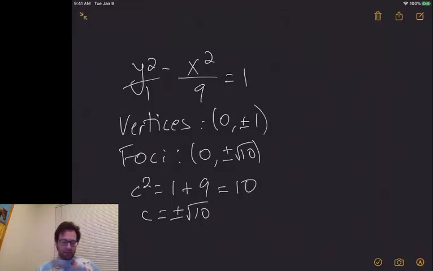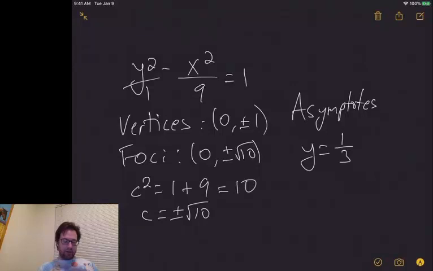And for the asymptotes, I'm going to use the b and the a values, and so we're going to get y equals 1 over 3, because I take the square root of both those terms, x, and we have two asymptotes, both the positive and the negative.